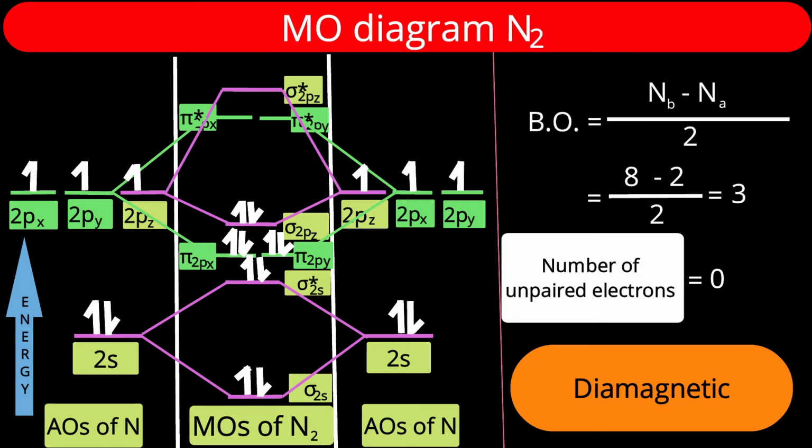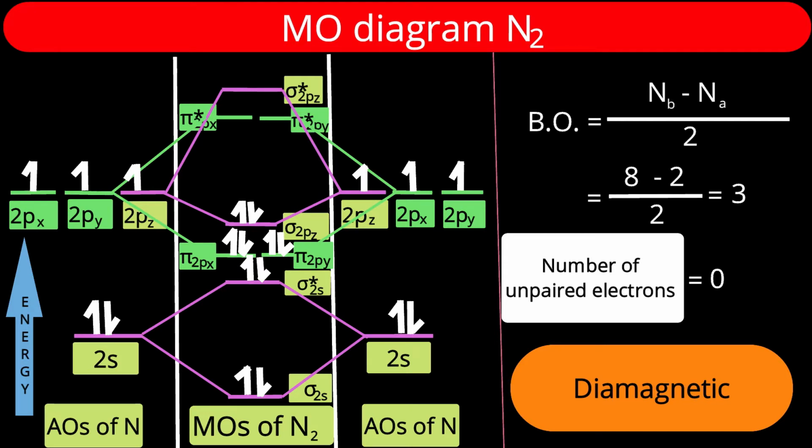See, nitrogen atomic number is 7. So electronic configuration 1s2, 2s2, 2p3. When two nitrogen atoms come closer in order to form a molecule, the inner orbital, that is the 1s orbital, will not be able to interact with the other 1s orbital despite fulfillment of the conditions to form a molecular orbital.